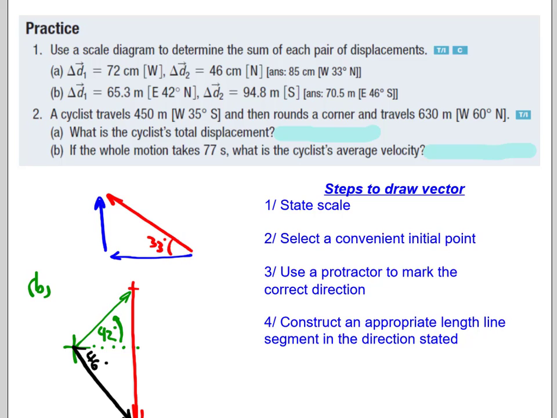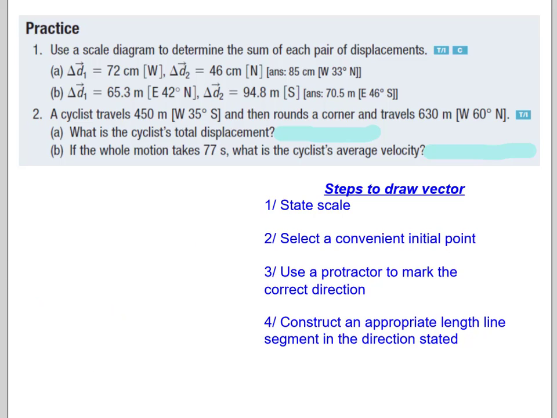Okay, and then lastly, we have a cyclist travels 450 meters west 35 degrees to the south. So let's just get rid of all of these guys for a second here. So we're starting at some location. We're going west, but we want to turn 35 degrees to the south. So there's my vector. This is the 35 degrees. And then rounds a corner and travels west 60. So again, I might put another little x there. West 60 degrees to the north. And there would be my 60.